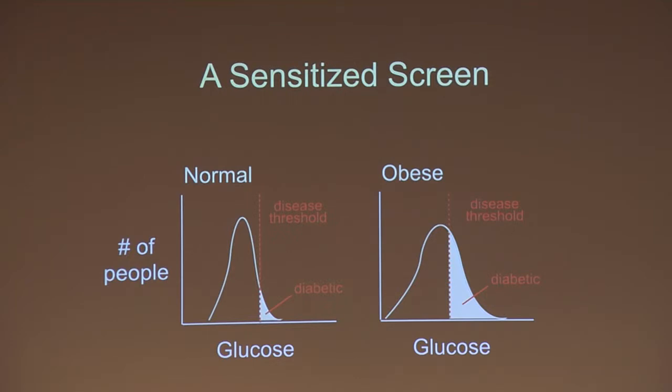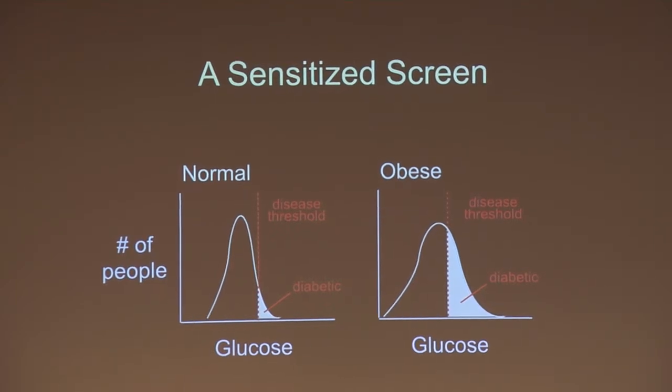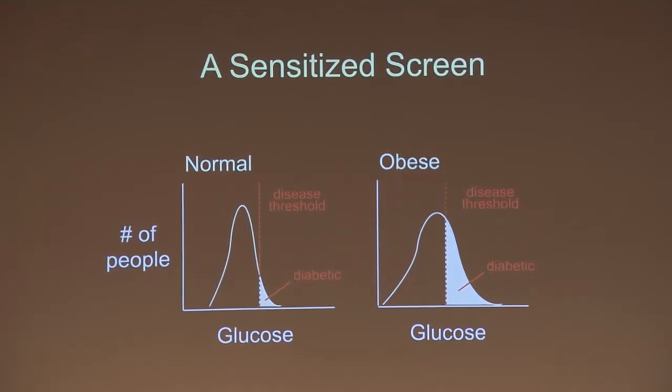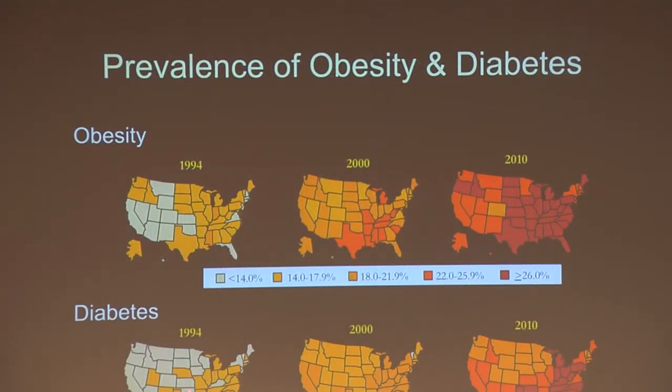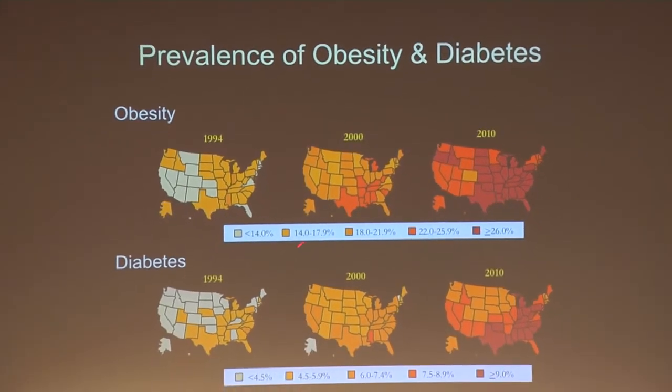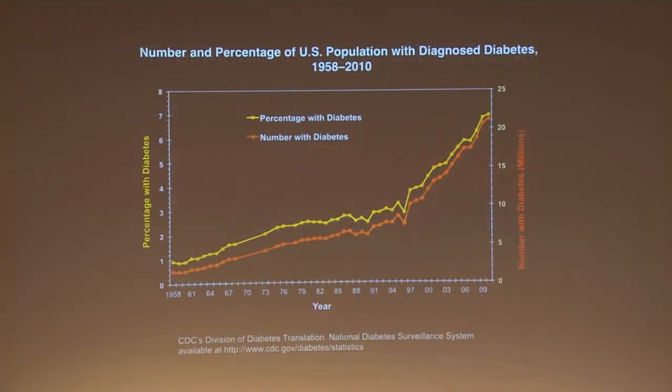So what that means is that we have a sensitized screen for diabetes, where the sensitizer is diet. The sensitizer is everybody's eating more calories than they did before. And so it's spreading out the distribution, and you have a much higher proportion of people with diabetes. And so sure enough, if you look at the diabetes map, it tracks pretty well with the obesity map. Just to show you what it looks like going back to the 1950s, the left y-axis is percent with diabetes, and it was really low. It's shockingly low by our standards of today. We're down here at less than 1%, and now we're up at around 7.5% of the US population.